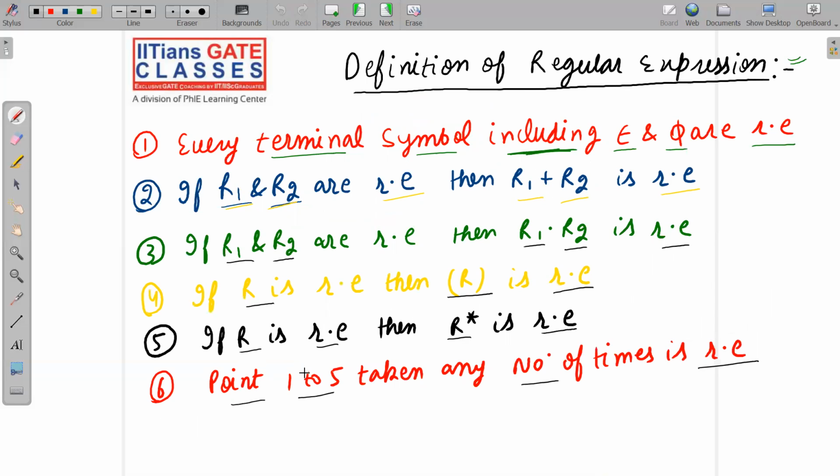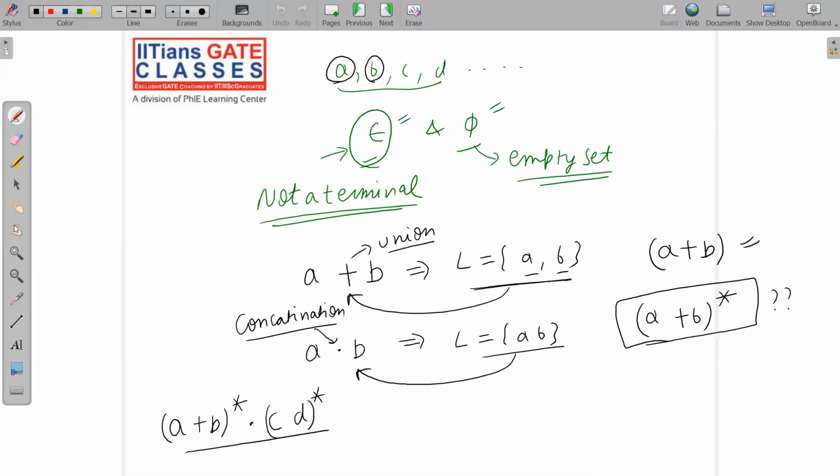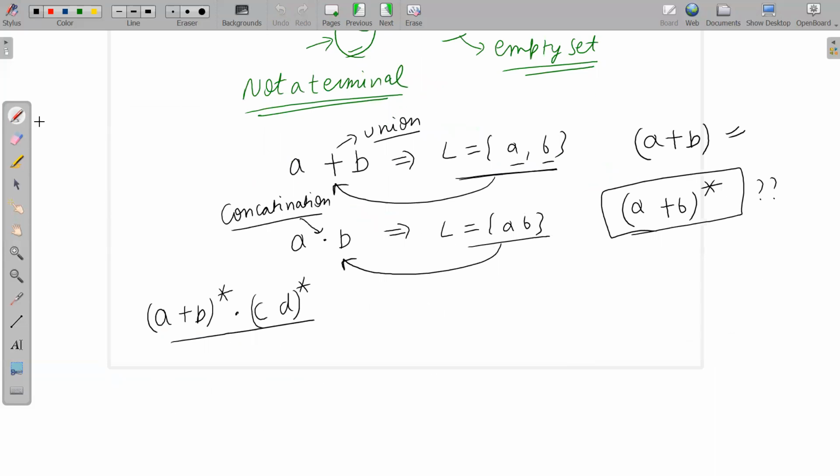So point 6 is saying that 1 to 5 can be taken any number of times. That's why I'm calling it a recursive definition. I hope I have made the point clear. So this is the definition of regular expression, and please note down that I have used only these things. If I say a is a regular expression, b is a regular expression, then a minus b is a regular expression, no, it is not, because this is not covered in all these points.